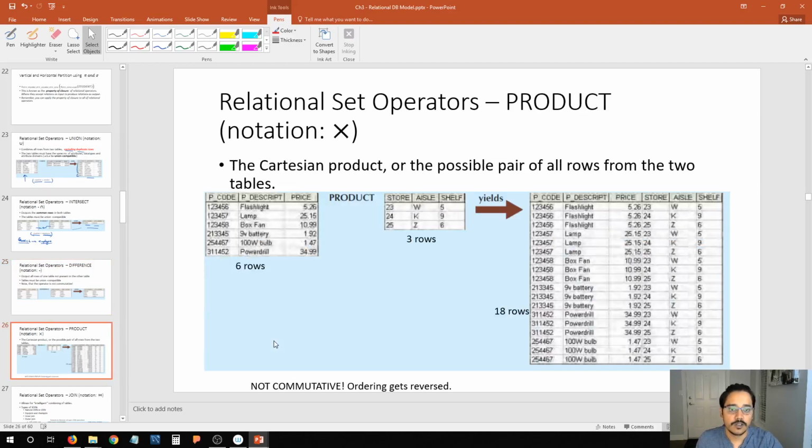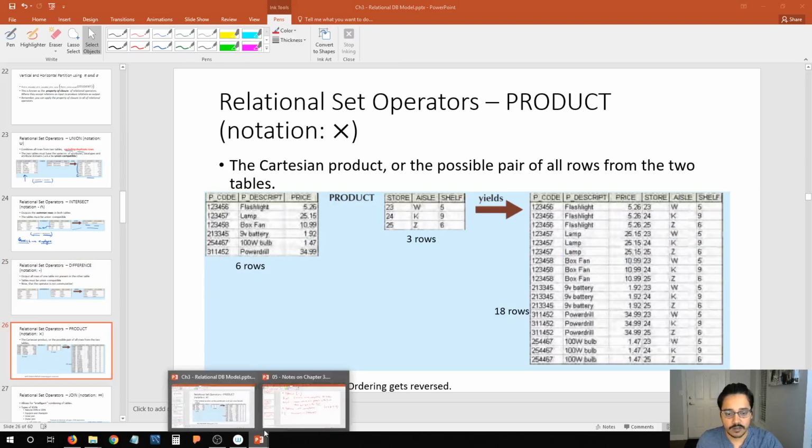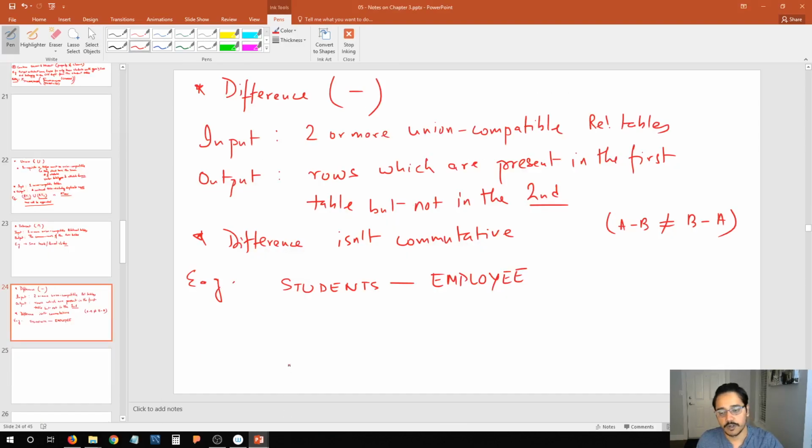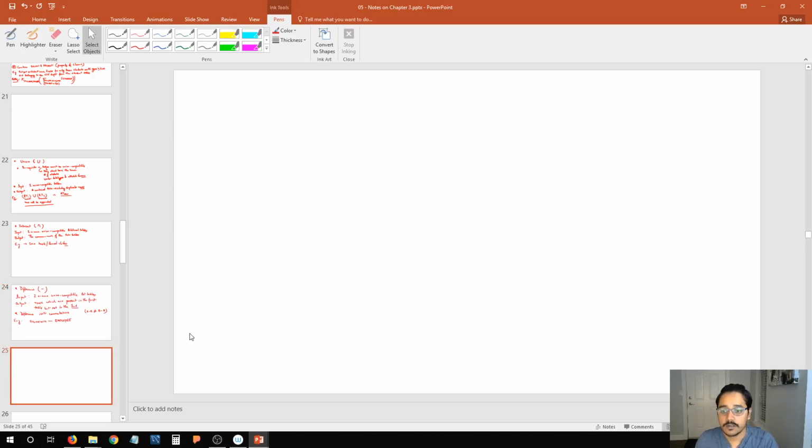Okay, so the next one is product, the relational operator of product. So let's save this. One thing I realized in doing all of this is that when you're using ink for PowerPoint, apparently it increases the size of PowerPoint many folds. That is something I was not aware of.